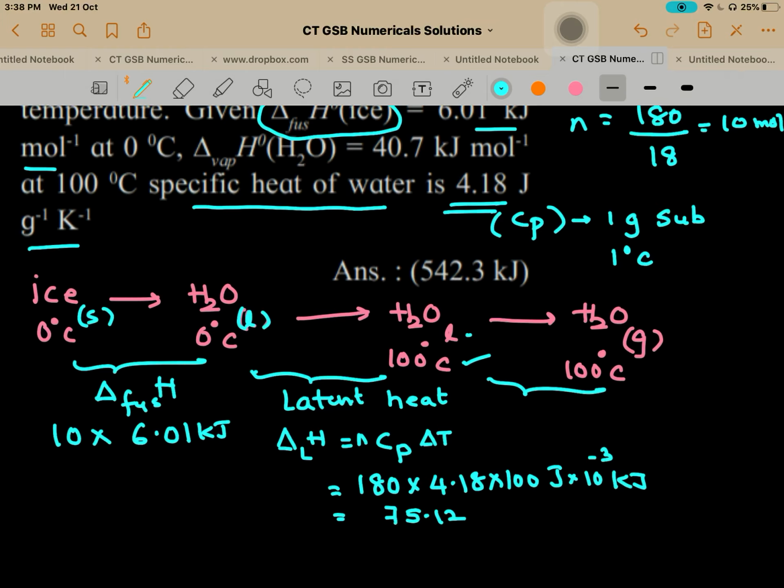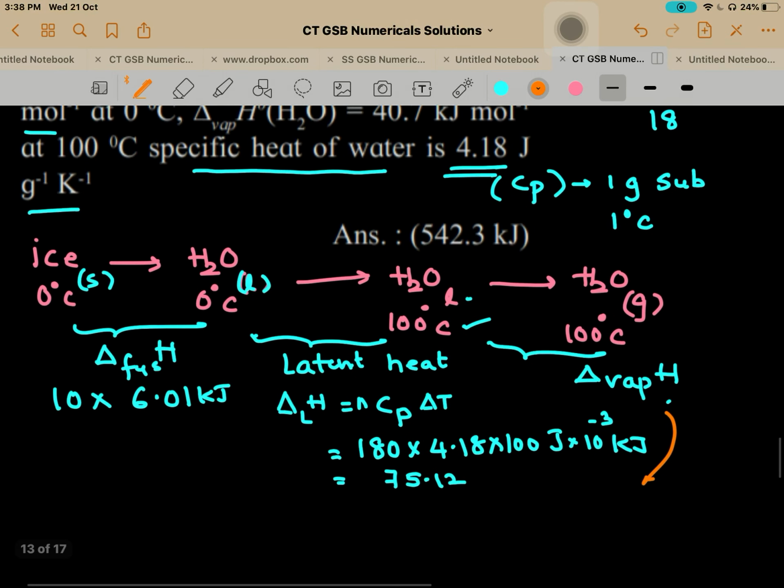Now, come to the third one. Third, what they have given? Liquid water is getting converted to gas. So there is change in state, but there is no change in temperature. Correct? So this is enthalpy of vaporization. What is the meaning of enthalpy of vaporization? It is enthalpy change for conversion of 1 mole of liquid to gas.